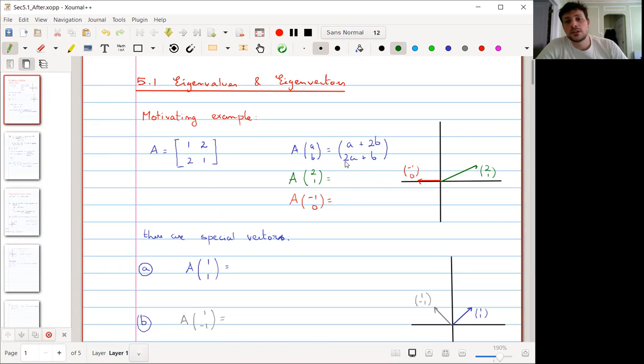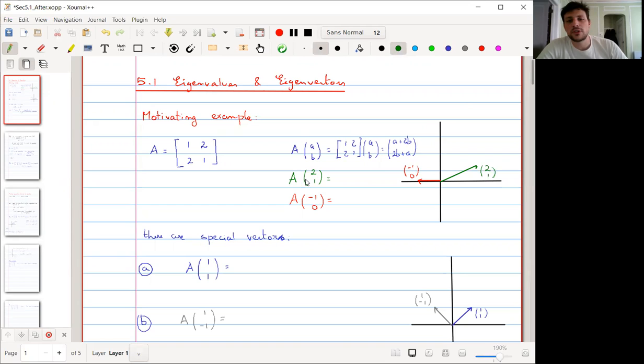Well, it's not too hard to see that when I multiply any vector (a, b) by that matrix, I get [1, 2; 2, 1] times (a, b), which is equal to (a + 2b, 2b + a). Let's use these to just compute a couple other vectors.